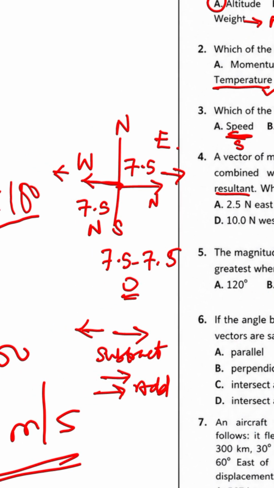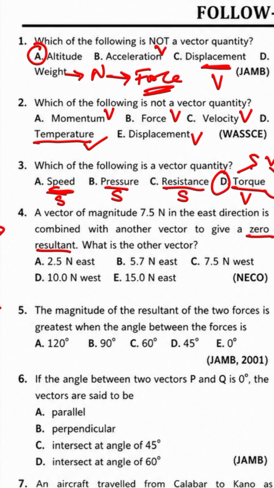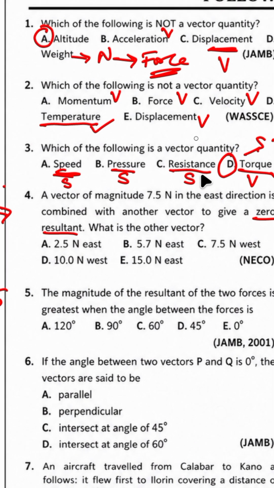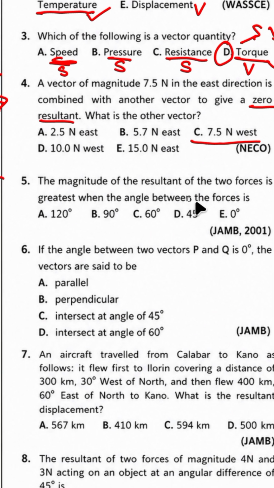So the answer will be 7.5 Newton vector, but it's pointing in the western direction. You understand? So if you check the options, it will be this answer here, option C, 7.5 Newton, but it's going to be in the western direction. That's option C.